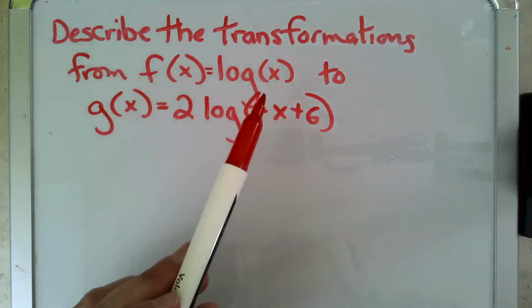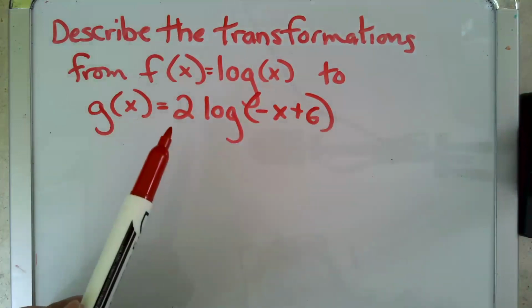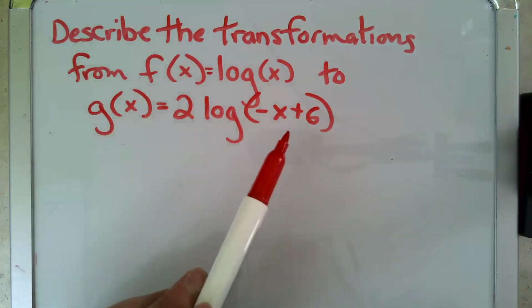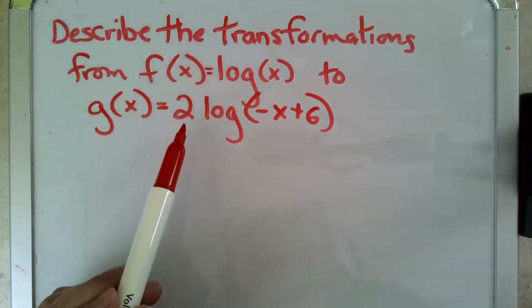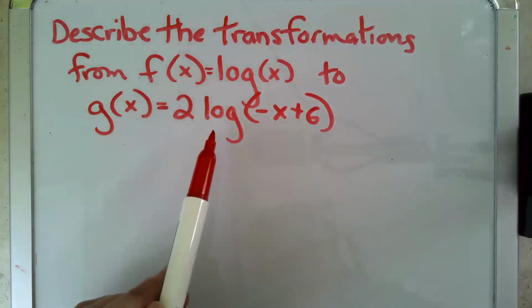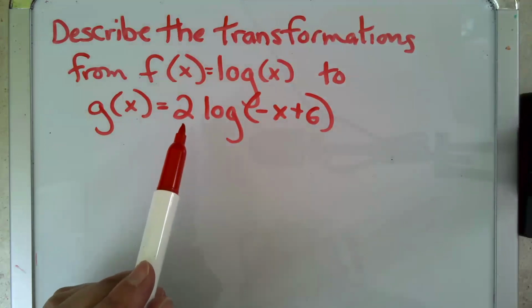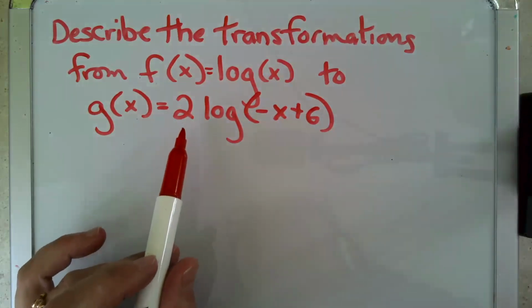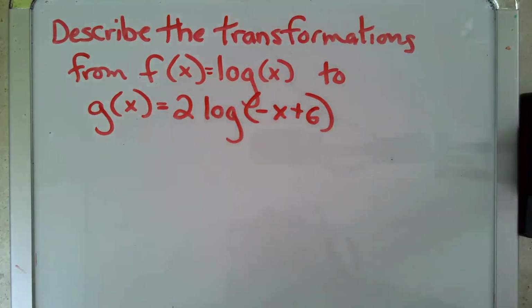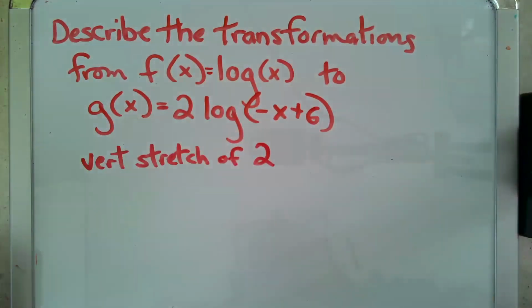x equals log of x to g of x equals 2 log negative x plus 6. So let's start just by naming the transformations we see, and then we'll figure out the right order to put them in. So the first thing we see is a 2 on the outside of the whole function. We know that when we see a number on the outside of the function, that is a vertical stretch or shrink. And because we see a 2 here and things applying to the vertical happen exactly the way we think they will, this is a vertical stretch of 2.